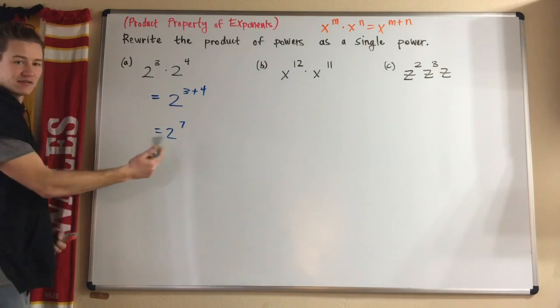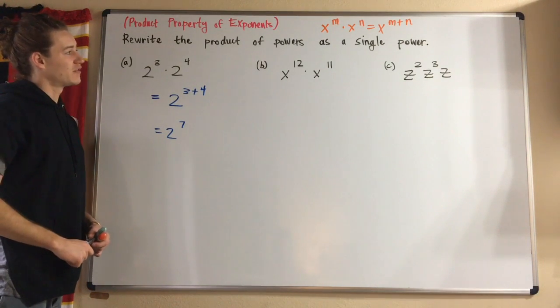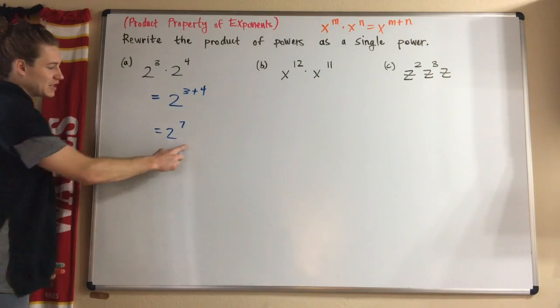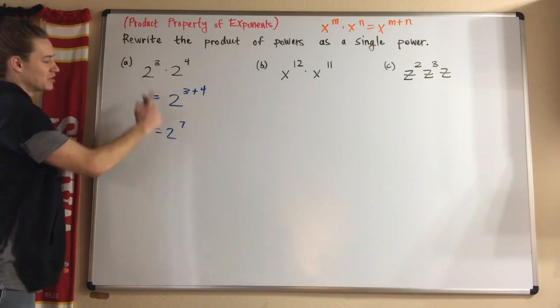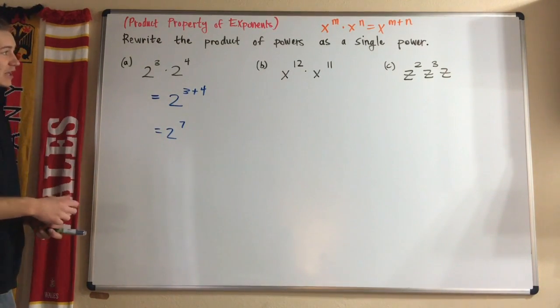Now we can compute that and figure out what that's equal to, but it only asks us to rewrite the product of powers as a single power. And you see here we've written this product of two powers as a single power. So we're done. Let's look at B now.